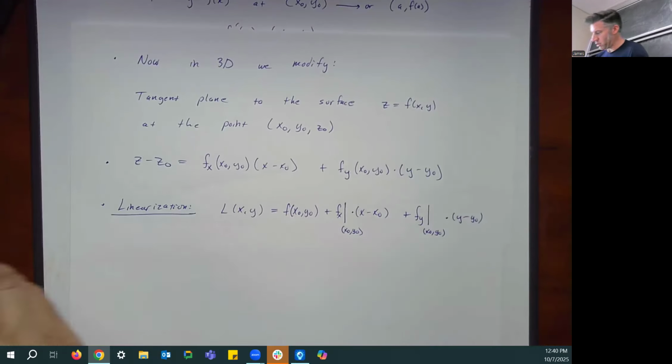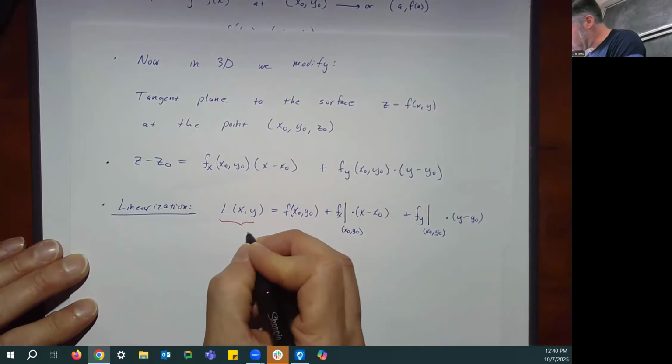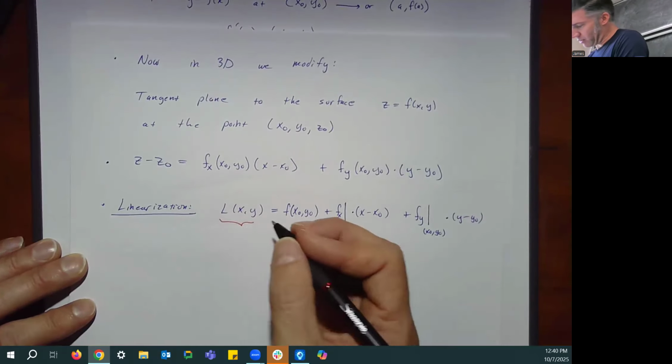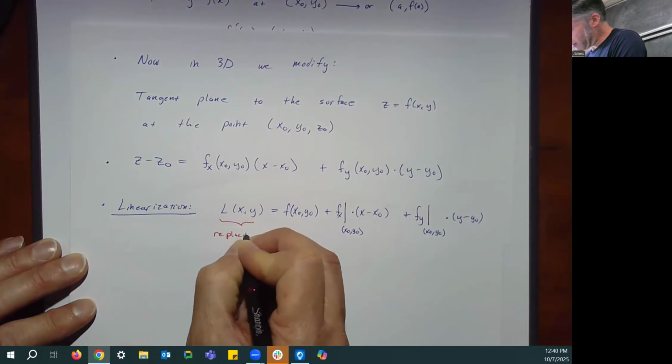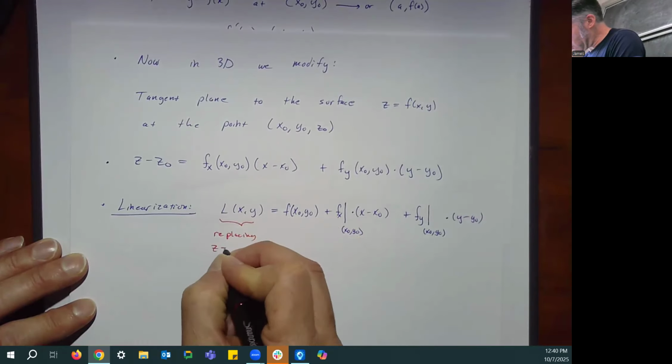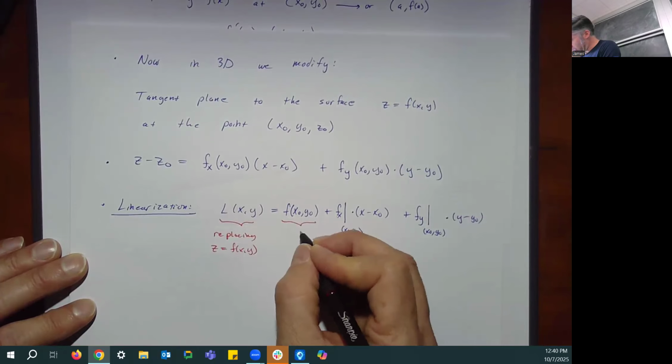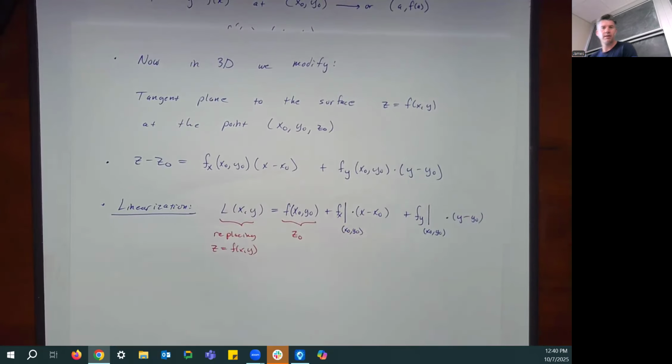And just so everyone's clear, this L of x, y is now actually your linearization. It's kind of what we're replacing z with. We're replacing z equal to f of x, y with the thing it's approximately equal to. But this f of x naught y naught is actually what your z naught value is. So the equation is really not that terrible if you remember the equation from 17a. It's really the same idea. So now we can answer some questions.